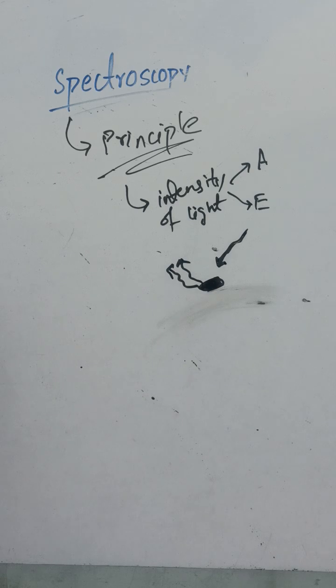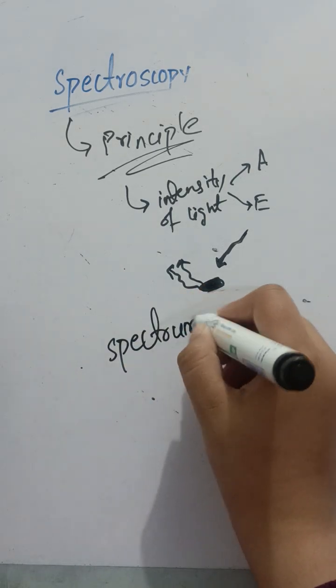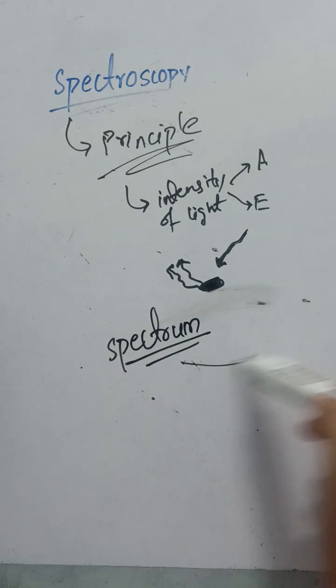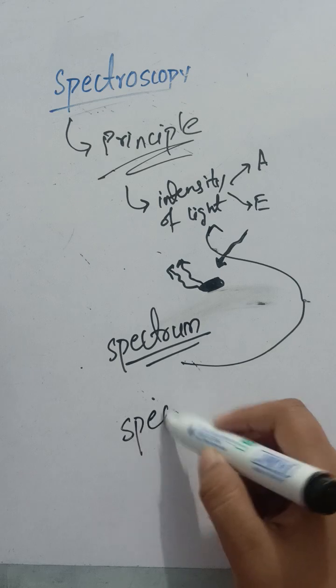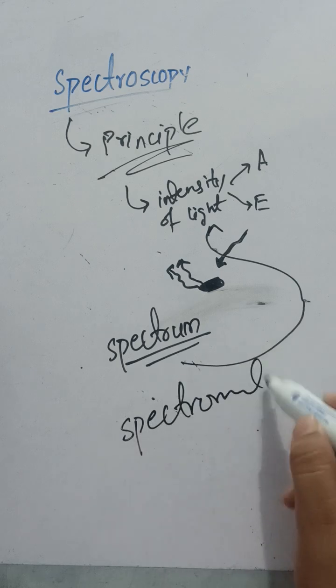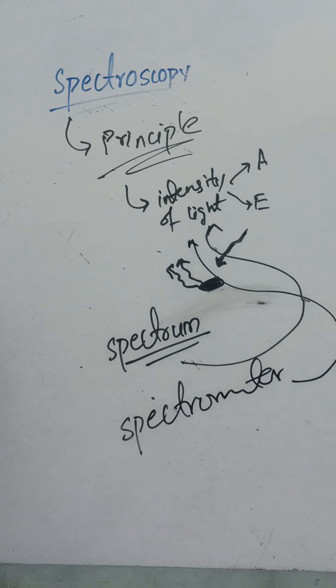Okay, and what is spectrum? So you should know about what is spectrum. Spectrum is a graph that shows the intensity of the light which is absorbed or the intensity of light which is emitted out. Okay, and spectrometer, you can say, it is used to measure that intensity of light. Okay, this is an instrument that will measure the spectrum, that will measure the intensity of light.